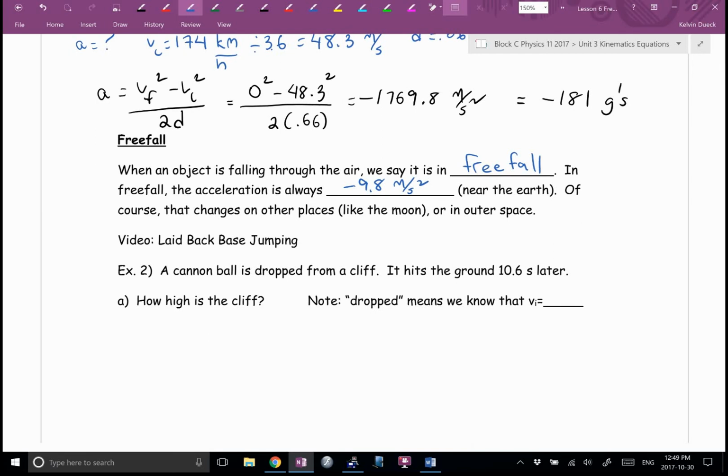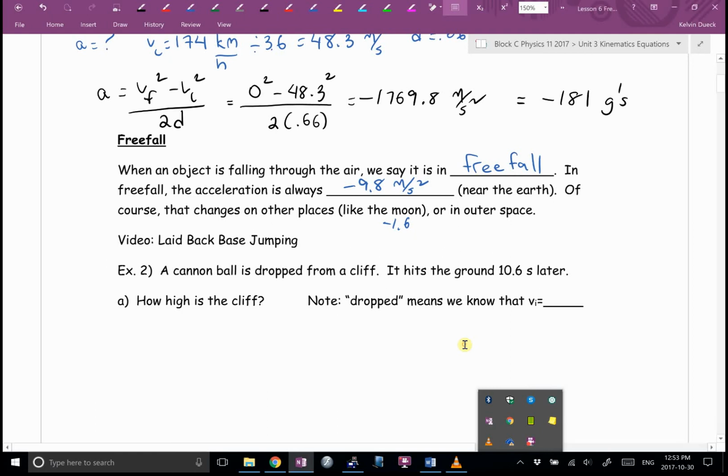Of course, that negative 9.8 changes in other places like the moon. It's about negative 1.6. Or in outer space, where if you go far enough away, goose egg, 0. I love free fall. I'm fascinated by it. I've experienced it myself. Put your pencils down. Look up.